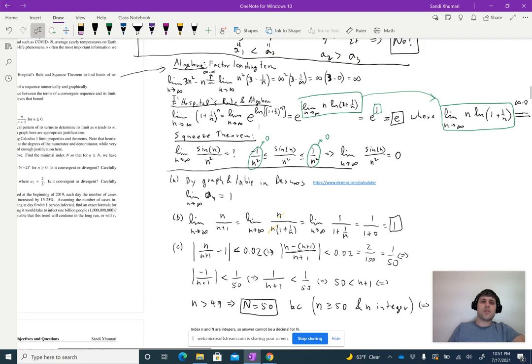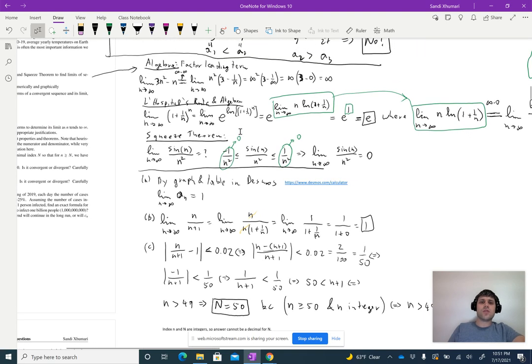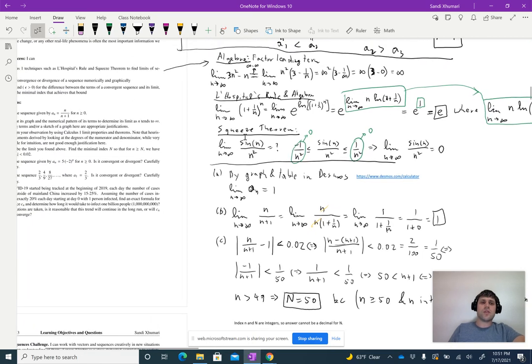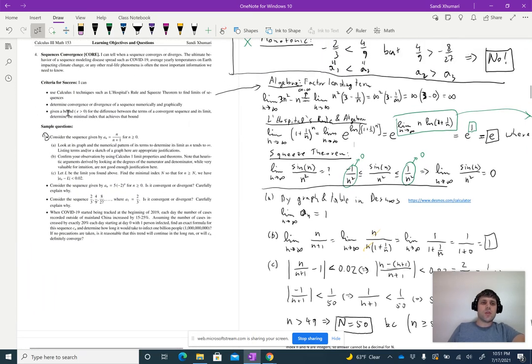So this is a quick review, but if you were confused on any of these steps, I highly encourage you to review this further. The second bullet here is that I can determine convergence or divergence of a sequence numerically and graphically. I like to use Desmos to graph sequences and see what's happening both numerically and graphically. And I'll show that in the sample question.